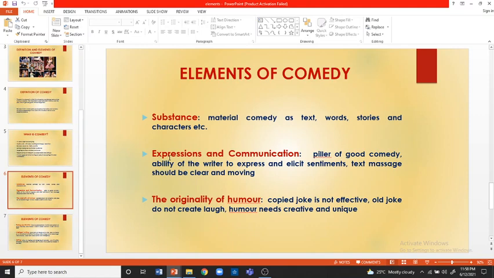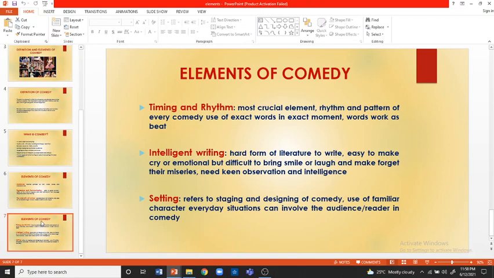Then the originality of the humor. Here, a copied joke is not useful because an old joke does not create laughter. Every time, every reader or audience wants a new joke. That's why humor needs to be creative and unique, meaning different from other jokes. In the next slide, we see the other three elements of comedy.